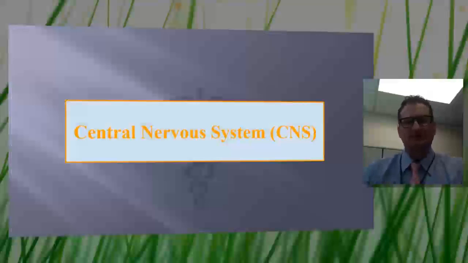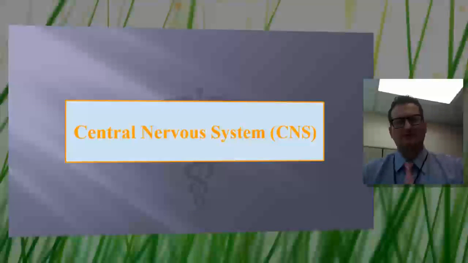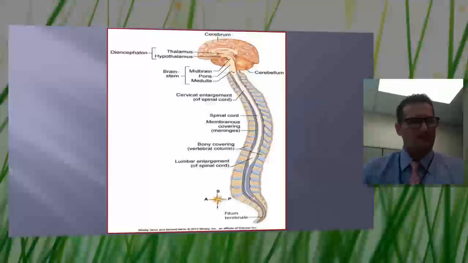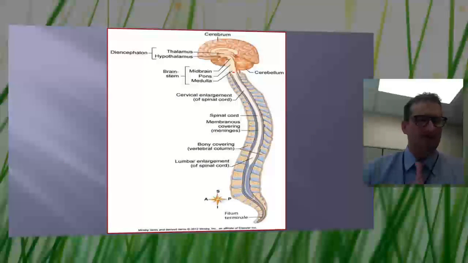Now we're going to talk about the gross anatomy and physiology of the nervous system, and we're going to start with the central nervous system. The spinal cord is one part of the central nervous system. The other part, of course, is the brain. The spinal cord relays messages from the brain to the rest of the body, and it extends from the base of the brain right here at the bottom of the brainstem until about the first lumbar vertebrae down here.